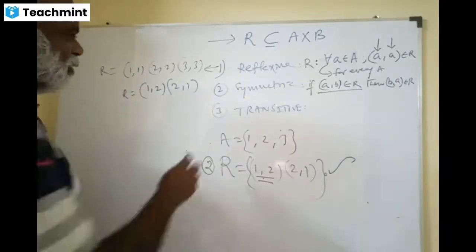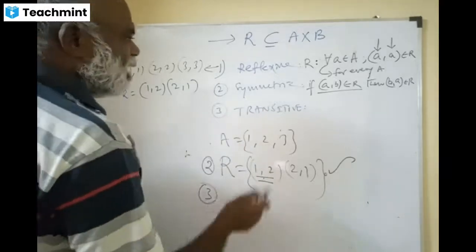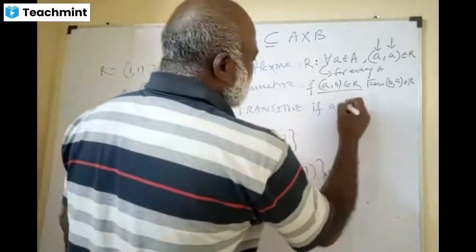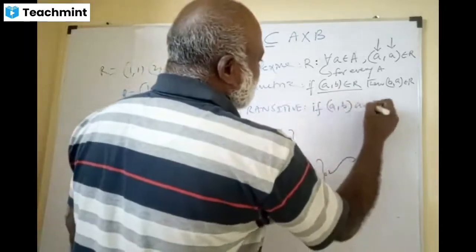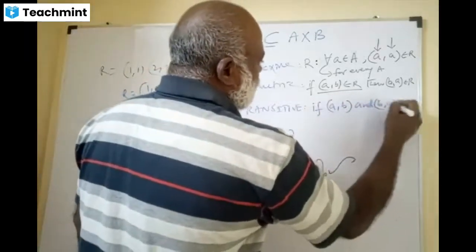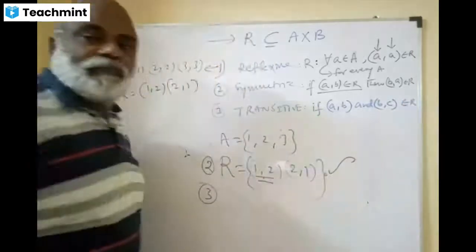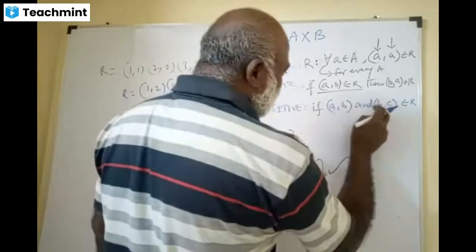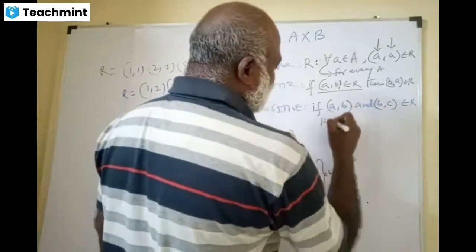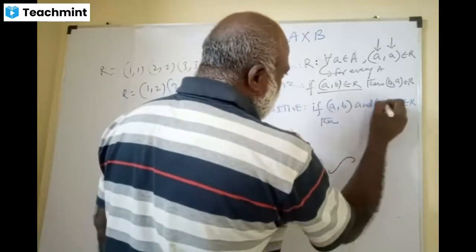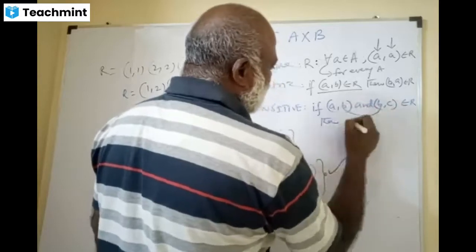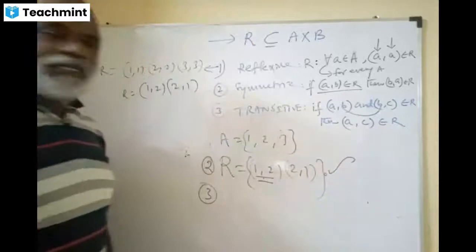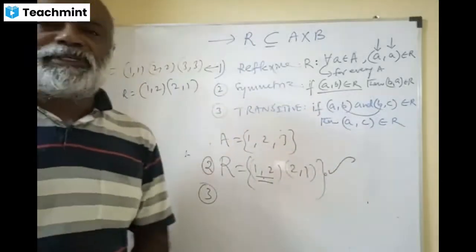Next, for transitive, number 3, the condition he says is something all of us know. If A comma B and B comma C belong to R, then the common B will be cut, and we get A comma C belongs to R. Such a relation is called a transitive relation.